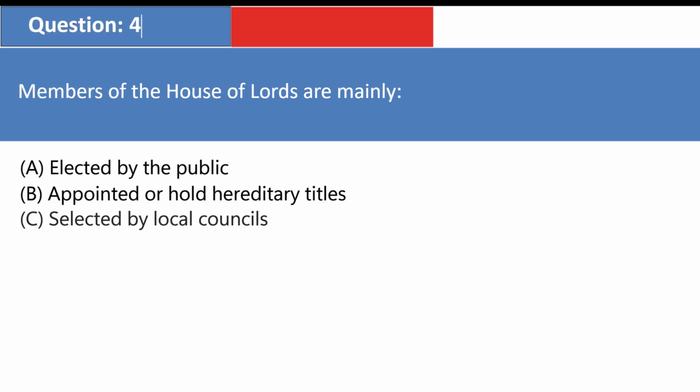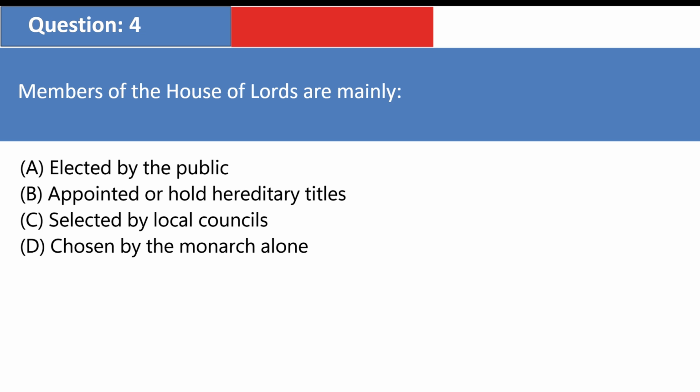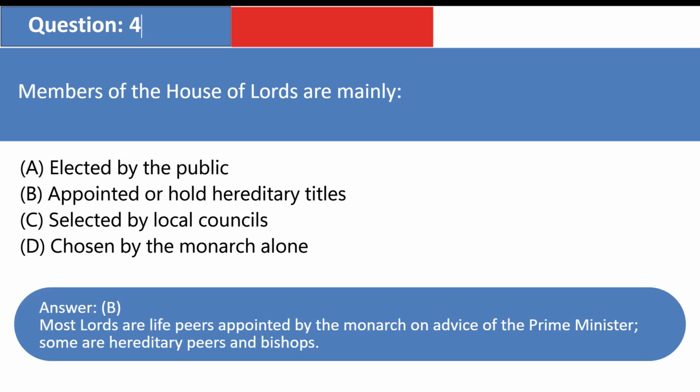Members of the House of Lords are mainly: A. Elected by the public. B. Appointed or hold hereditary titles. C. Selected by local councils. D. Chosen by the monarch alone. Answer: B. Most lords are life peers appointed by the monarch on advice of the Prime Minister. Some are hereditary peers and bishops.